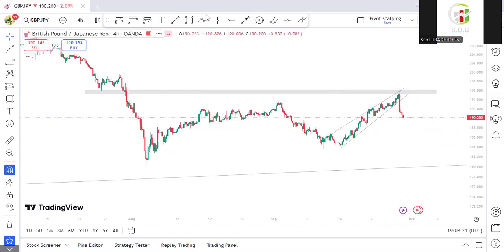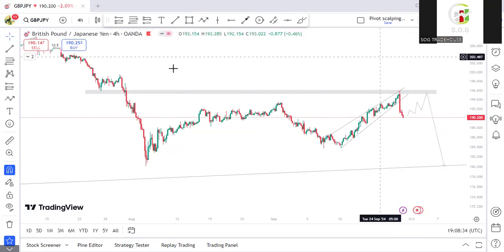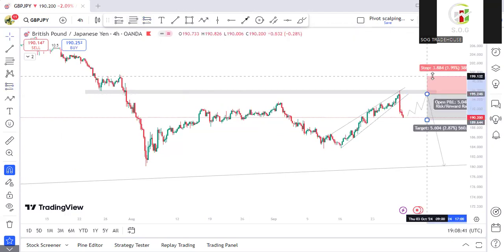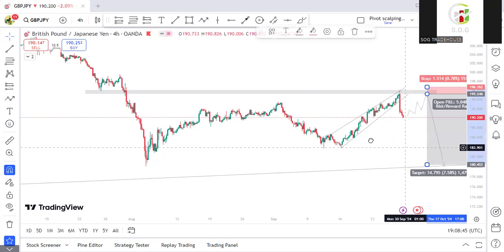We just wait for the market to pull back to this level of resistance and continue with the sell move down to this trend line. So GBPJPY is a straightforward analysis. All we have to do is wait for the market to pull back to this level of resistance and take sells to the downside.